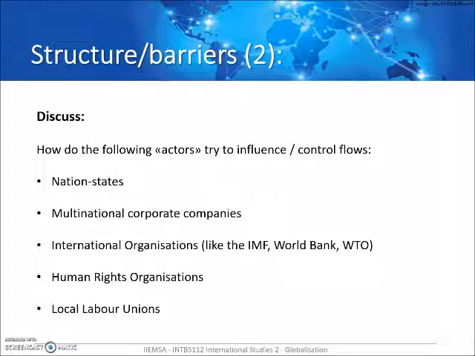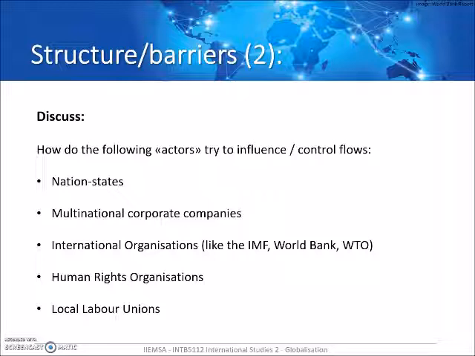International organizations, likewise, will try to influence flows in accordance with their interest. A World Trade Organization will try to liberalize trade more, particularly because it is dominated by countries that want that. Other international organizations will have different interests depending on their mission. Same with human rights organizations: depending on what they work for, they're going to want to rather control flows or rather liberalize them.